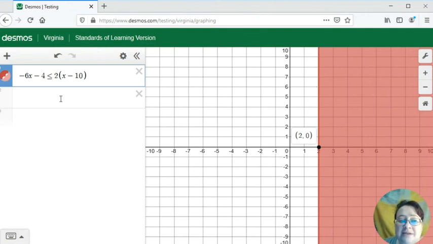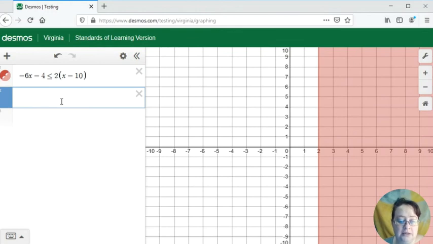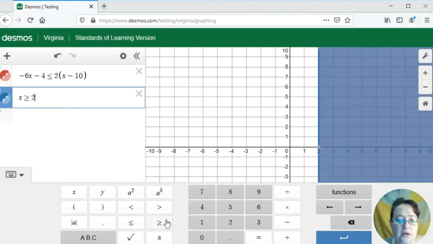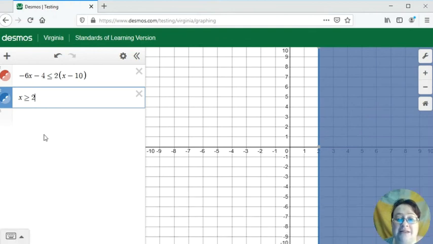I can type this into the second box. X, I need my keyboard for greater than or equal to. I'm going to put in my 2. And you notice I have a blue line and blue shading right over the red, which tells me that that is my answer. And I got it right.